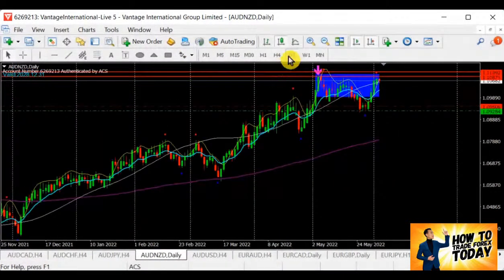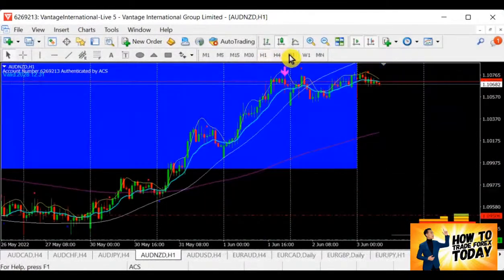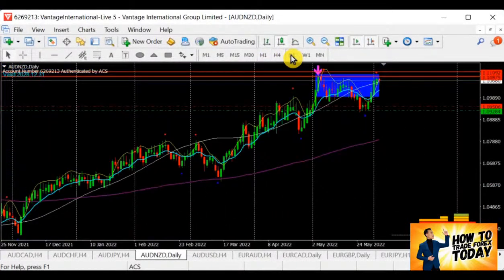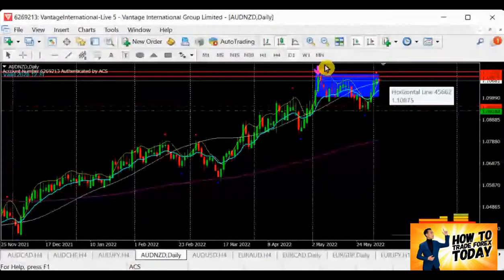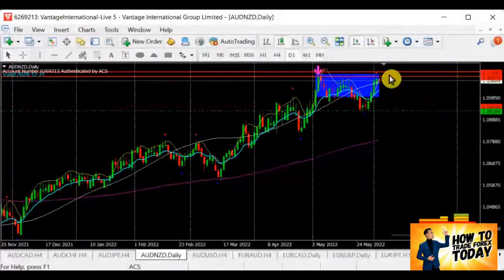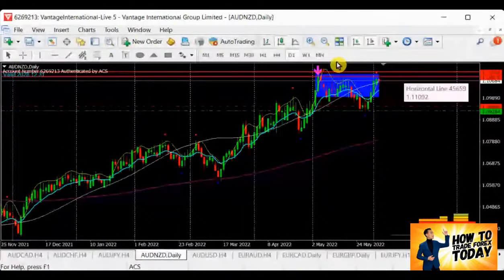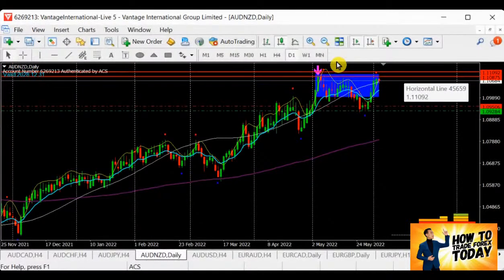All right, Aussie Kiwi. Let's take a look at Aussie Kiwi. Over here we are still moving towards the north and still trying to test the bear zone. Is it good to buy? We are near. Is it good to sell? We do not know whether it is in selling mode, so stay away.